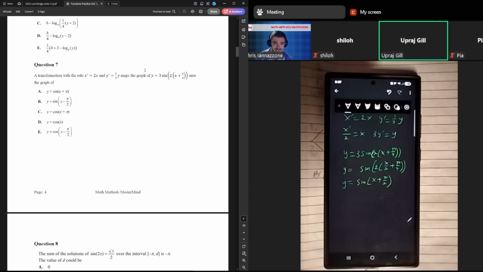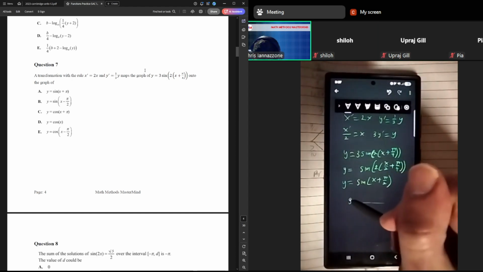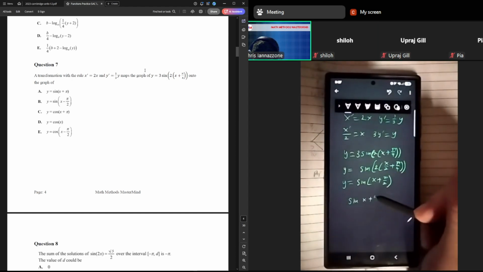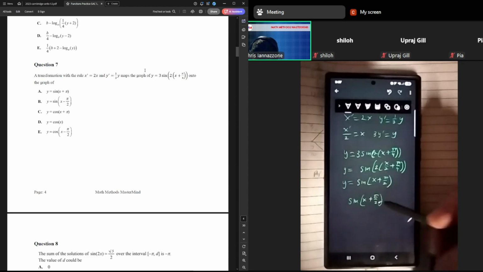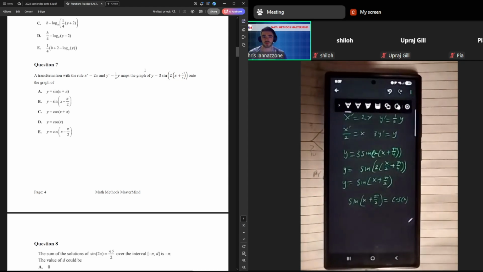D. Yeah, D, precisely. So there's this identity that says sine of x plus pi over 2 is just the same thing as cos x. That's a trig identity thing, or if you think about it in terms of the graph, like you suggested there, perfectly fine as well.